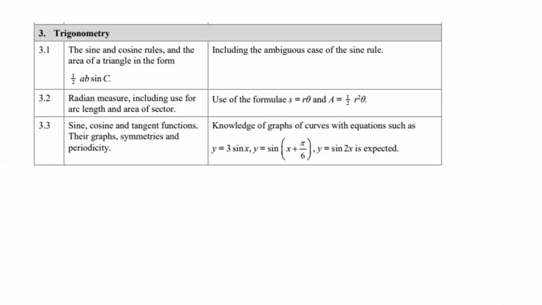This is the syllabus. They want people to revise sine rule, cosine rule, area of triangle, radian measure, use of arc length, area of sector, use of the formula s equals r theta, and then the sine, cosine function, their graphs, symmetries, and periodicity. So this is our third chapter in the course. There are total 5 chapters. The first one was algebra, second one was coordinate geometry, and the third one is trigonometry.